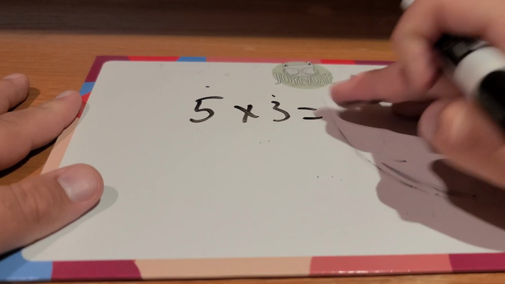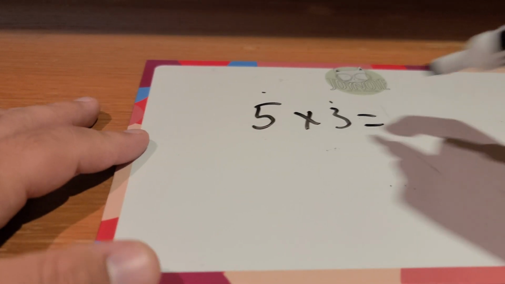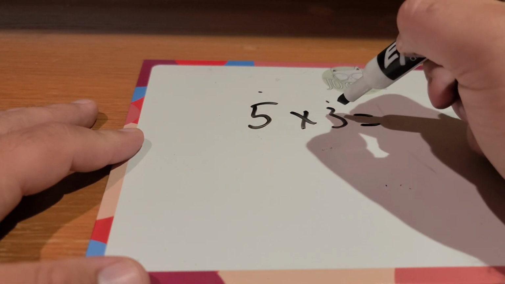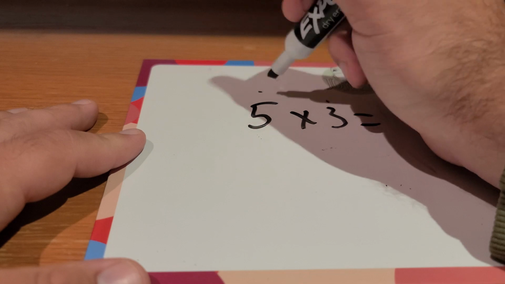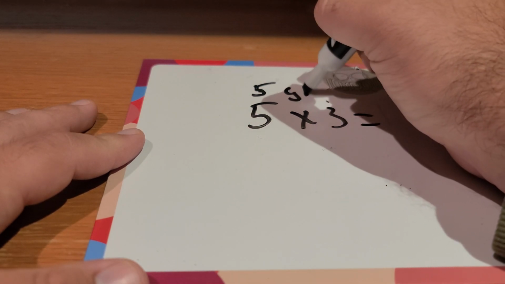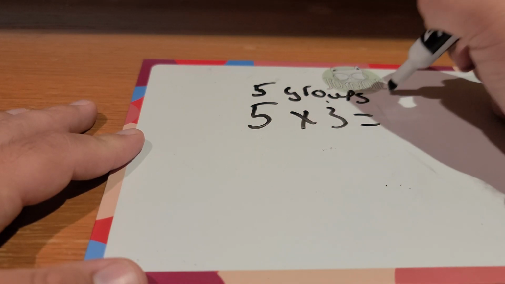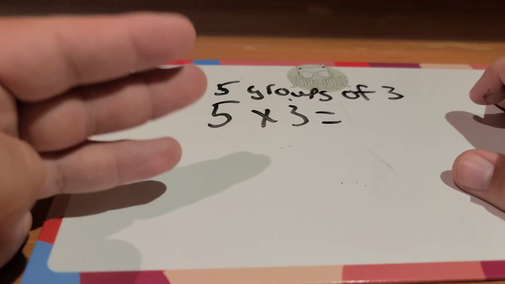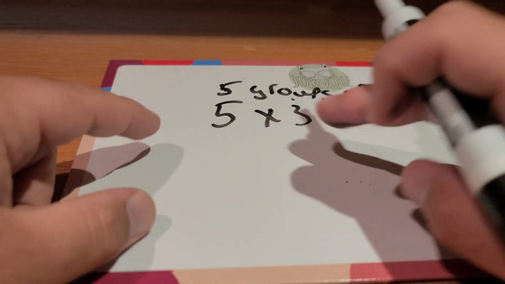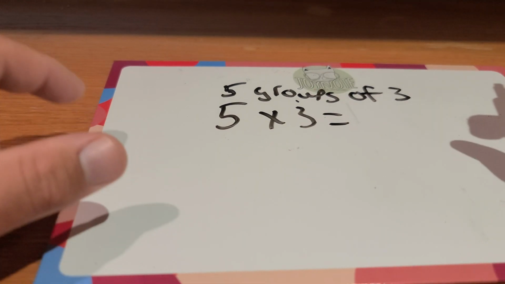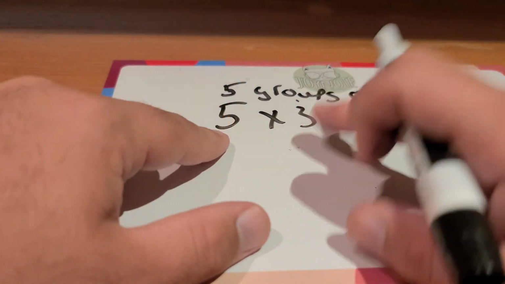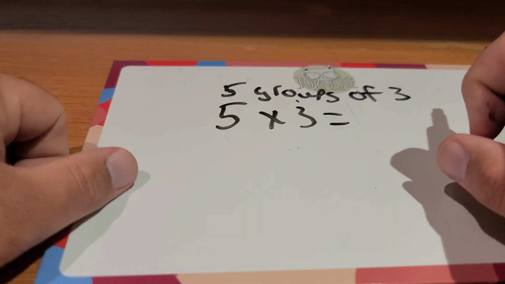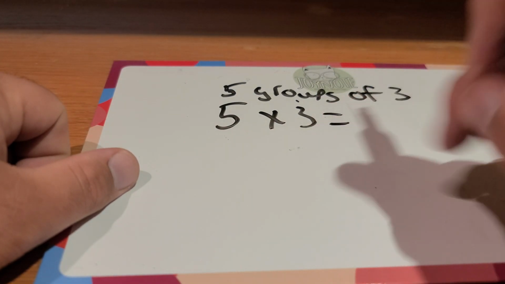Another way is, again, 5 times 3. This also means 5 groups of 3. When we did our fingers, that represented groups, so you can do it the same way. Now, you can pick whichever one you want to choose to flip. You can do 3 groups of 5 or 5 groups of 3.